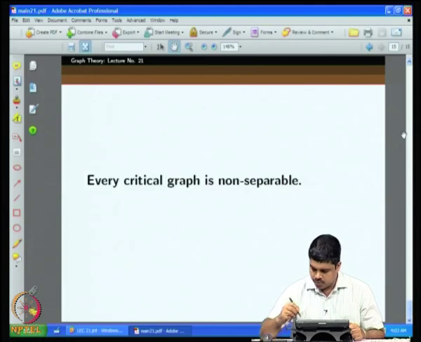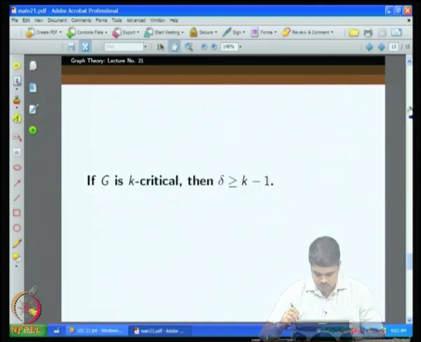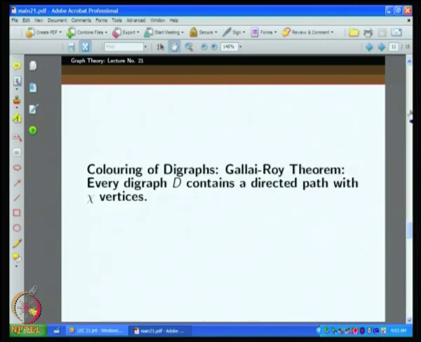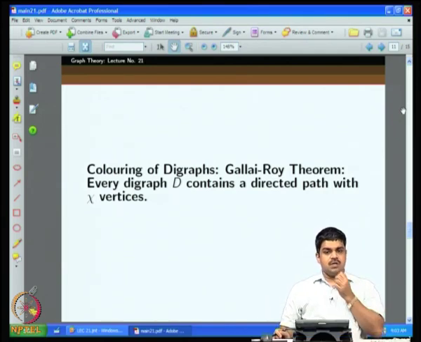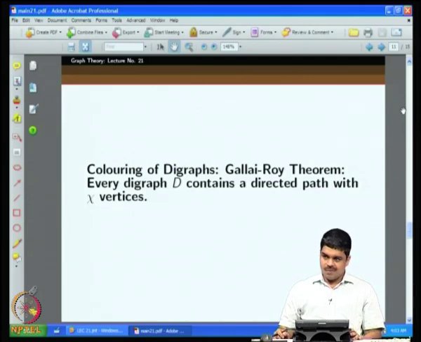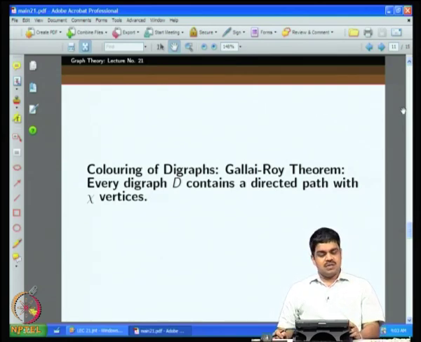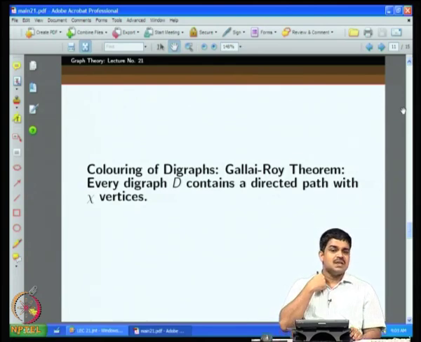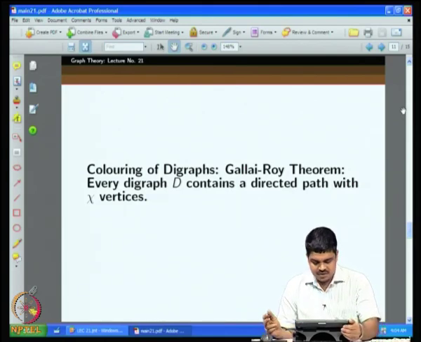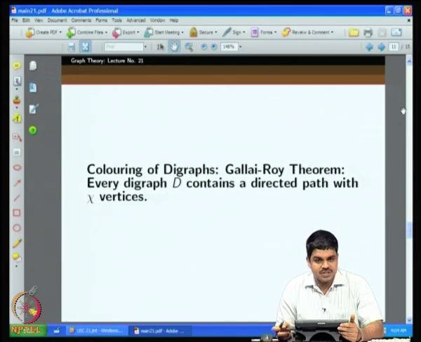Okay, another property. We would also like to consider the coloring of digraphs. So what about directed graphs? There is no other notion of coloring. You have to come up with the coloring of vertices in such a way that whenever there is a directed edge between u and v, the vertices should be colored differently, right? But then why do we study the coloring of directed graphs? Somehow this coloring can point out something about the substructures in directed graphs.